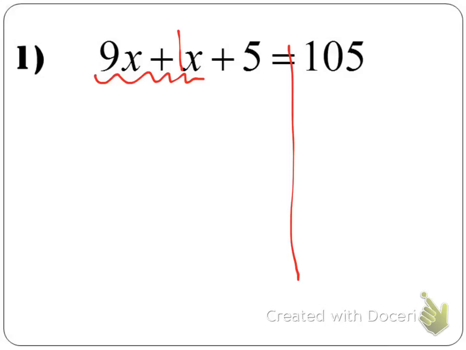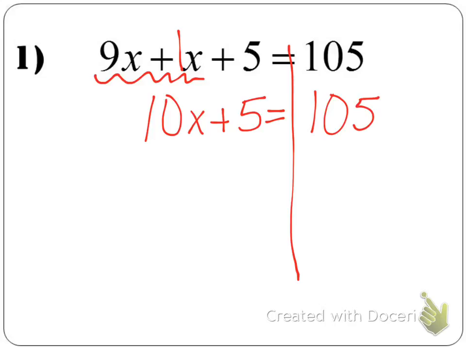What is 9x plus 1x? So this is 10x plus 5 equals 105. Now that looks like something you're more familiar with, right? Once you combine the like terms on each side of the equal sign, you should be able to solve like normal. So what would you want to do now? Now you would get rid of the adding 5 by subtracting 5. So we have 10x equals 100.